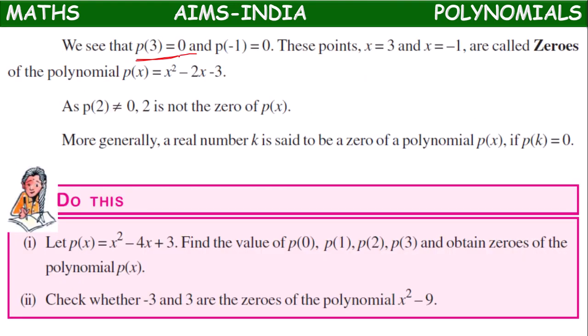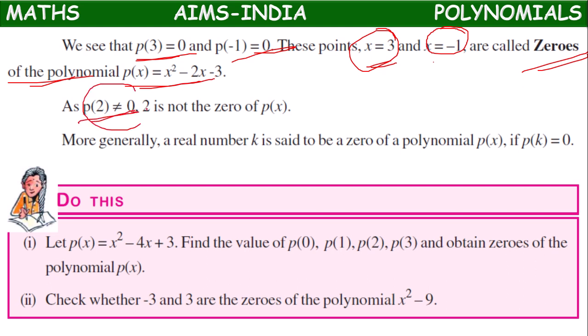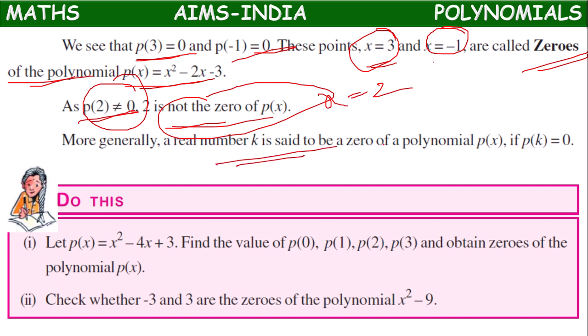So here p of 3 equals 0, p of minus 1 equals 0. So x equal to 3 and x equal to minus 1, these two are called zeros of the polynomial p of x equals x square minus 2x minus 3. P of 2 is not equal to 0, so x equal to 2 is not a zero of p of x. So a real number k is said to be a zero of a polynomial if p of k equals 0.